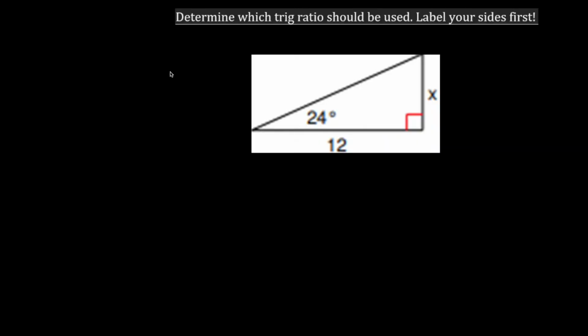All right, so let's determine first which trig ratio should be used. Make sure you label your sides first. I'm going to draw an arrow from the right angle to the side that is opposite of the right angle, which is the hypotenuse. Make sure you label it the hypotenuse. I just say HYP, so that way we can keep it short. And then I can label our angle theta.